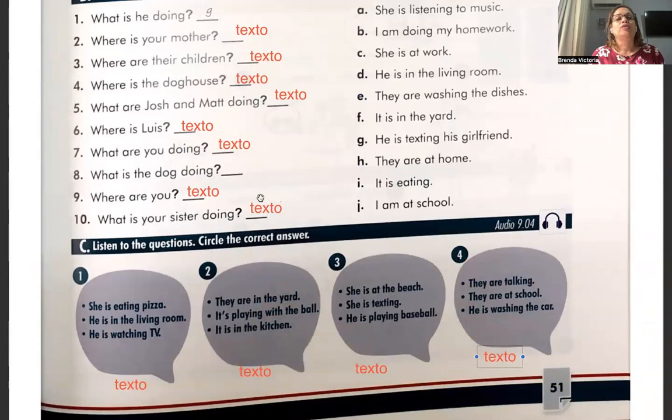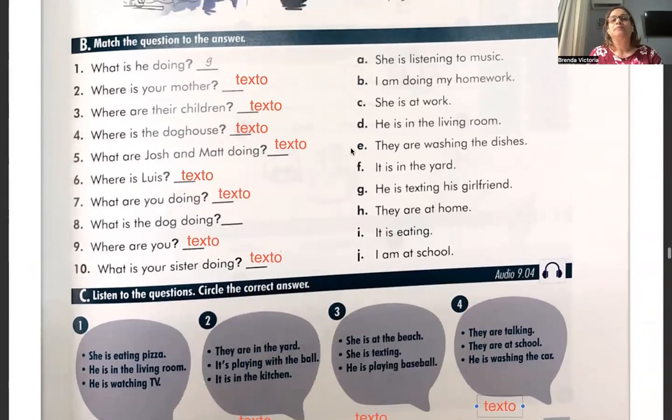La primera, the first one is what is he doing? Y buscamos por aquí. He is in the living room. No se puede porque ahí indica el lugar. He is in the living room. Él está en la sala. O sea que what is he doing no va con la E, con la D. Entonces, en la otra oración que tiene he es texting his girlfriend. Entonces, esa es la correcta. What is he doing? He's texting his girlfriend.